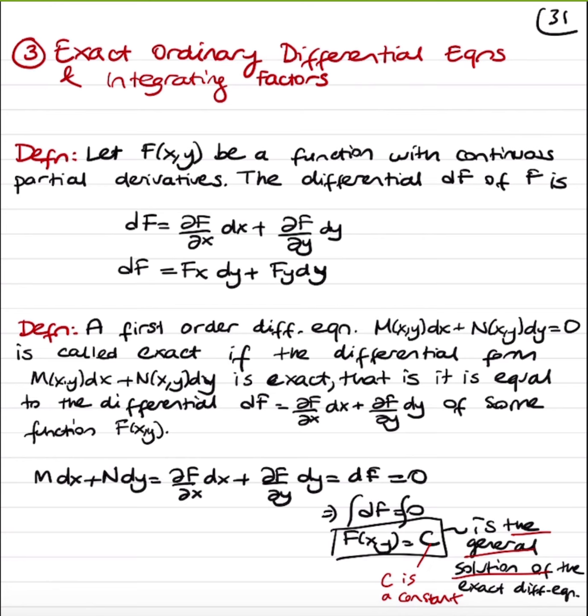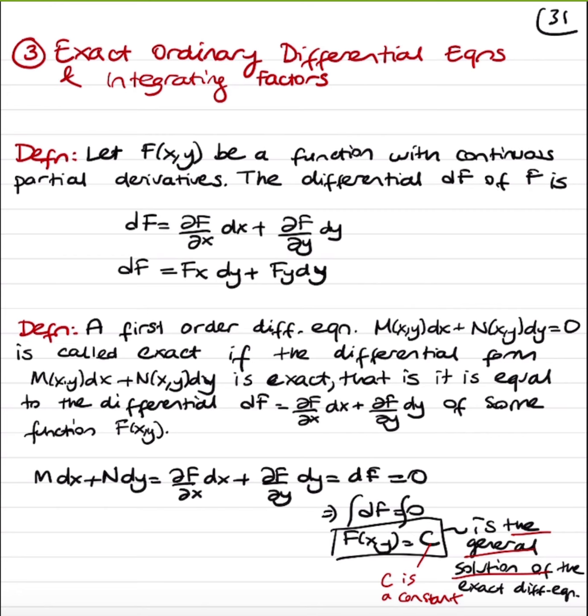Definition: given a function f with continuous partial derivatives, the differential df of f is df equal to the partial derivative of f with respect to x dx plus the partial derivative of f with respect to y dy. Sometimes we write del f over del x as short as f_x and del f over del y as f_y. So this is the differential df of f.